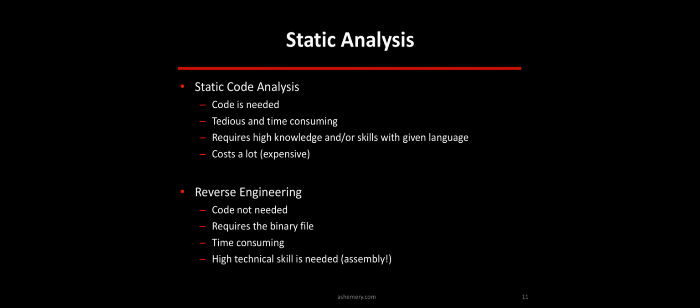The other static analysis method is reverse engineering. We don't need the code, we only need the binary, the executable. With the executable, we can do reverse engineering, like use IDA Pro, or you can even do it in a debugger, which gives you the disassembled code. You'll be reading assembly code, so you only need the binary file.